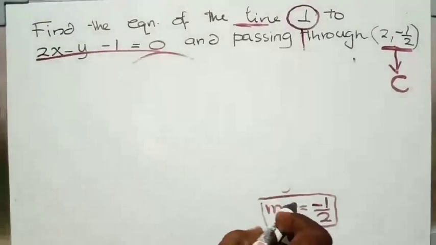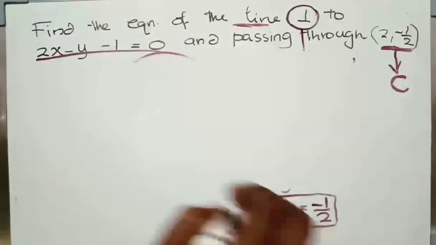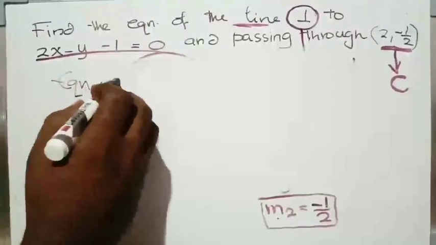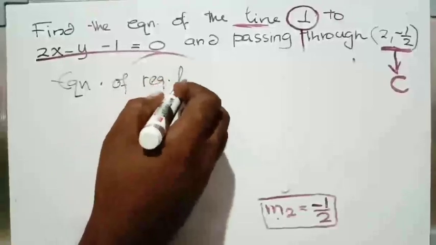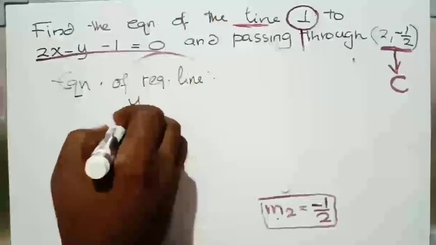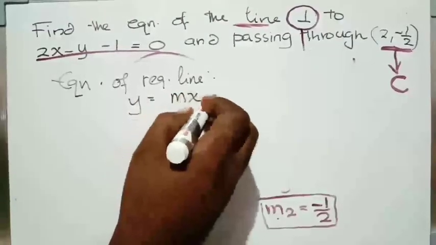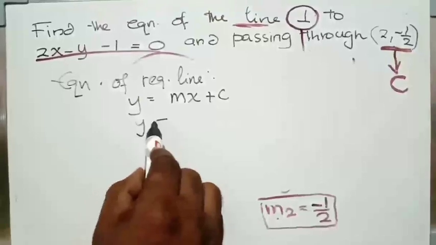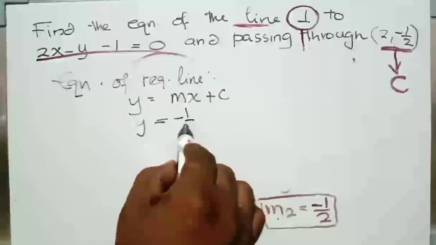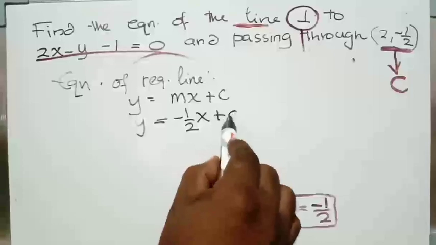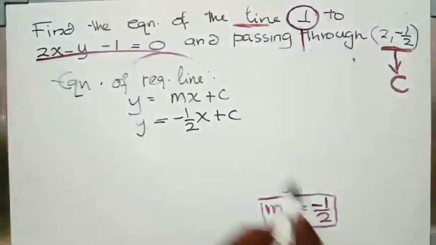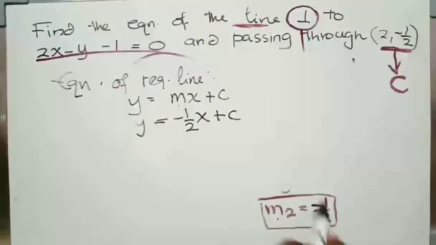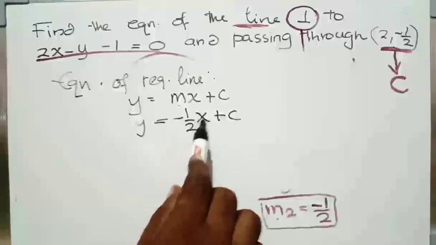So as the gradient of the required line is minus 1 by 2, let's write the equation of line. Equation of required line as y equals mx plus c. Always this is the equation we use in IGCSE classes. So we get y equals minus 1 by 2x plus c. Because m is minus 1 by 2, m stands for gradient of required line, that we found as minus 1 by 2. So y is equal to minus 1 by 2 x plus c.